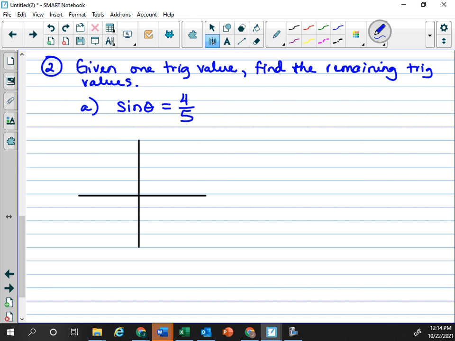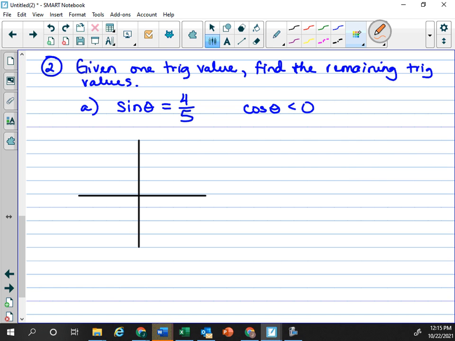Oh, and I didn't give you the last piece of the problem. I will also tell you cosine of theta is less than 0. Sorry, you definitely need that piece of information. We're going to make a little triangle based off of this information.